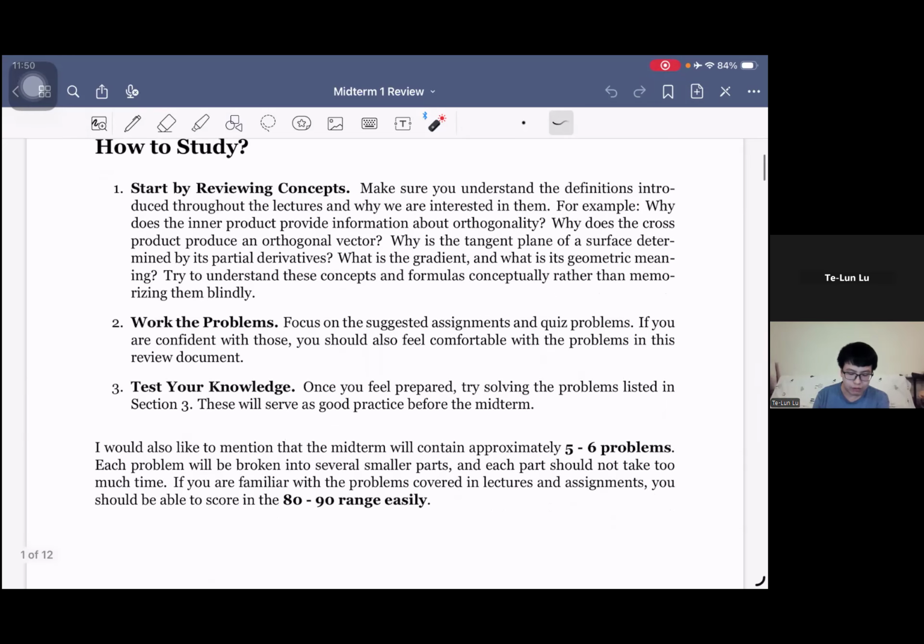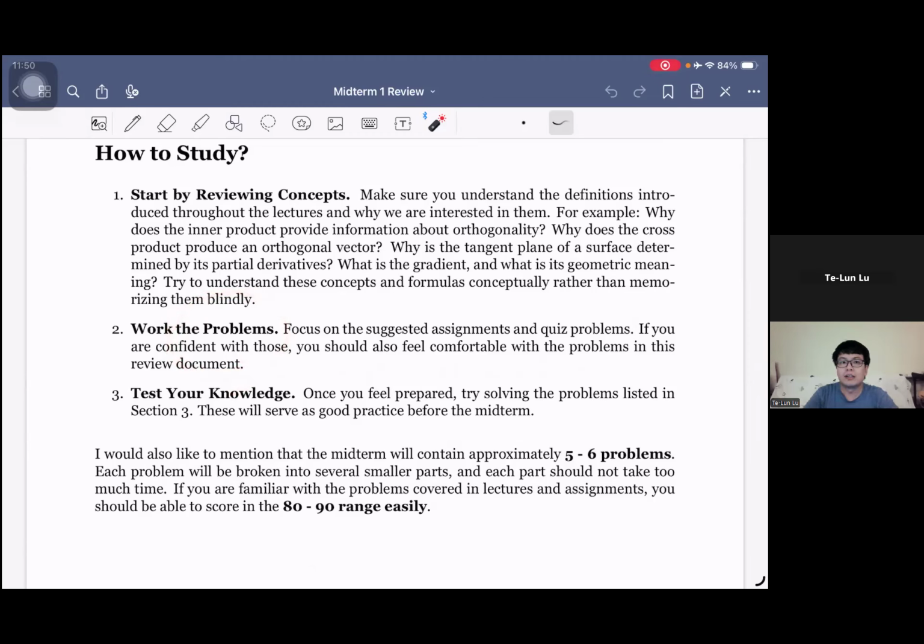The second part, obviously, you have to work on problems. So we have the suggested assignment in the Stewart's textbook, right? I would suppose that you guys have already done those throughout the weeks and have a better understanding of what we're doing. I would suggest you finish the assignments and also the quiz problems, so you can have a better glance at what we'll be doing in the midterms. And if you're comfortable with what you're dealing with in the assignments and the quiz problems, then you should be comfortable with this video, which I'm going to go through.